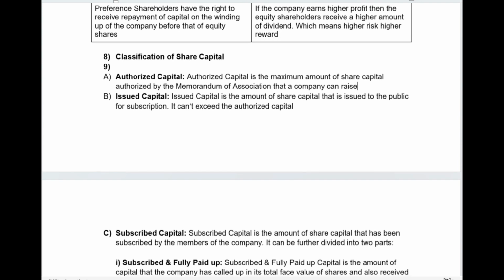Issued share capital. Issued share capital is the amount of share capital that is issued to the public for subscription. It can't exceed the authorized capital. So issued share capital means that amount of share capital that a company actually issued in the market to the public. It can be less than the authorized share capital. It can also be equal to the authorized share capital, but cannot exceed it.